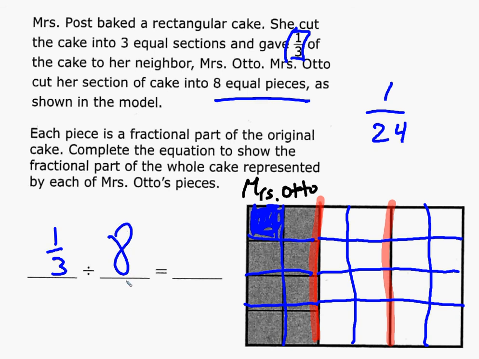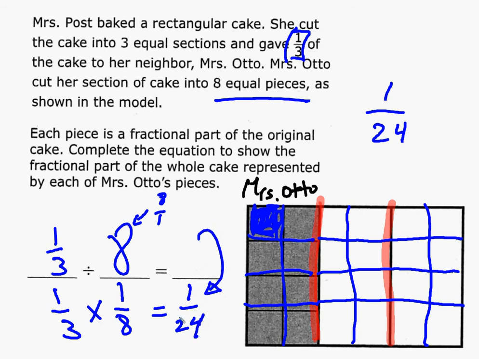So divide by 8. When dividing fractions, don't ask why, flip the second number and multiply. Remember, 8 is the same thing as 8 over 1. If I flip it, I get 1 over 8. So 1 times 1 is 1. 3 times 8 is 24. So that's what would be here. So it's 1/3 divided by 8 is 1 over 24. I can also do it with a picture.